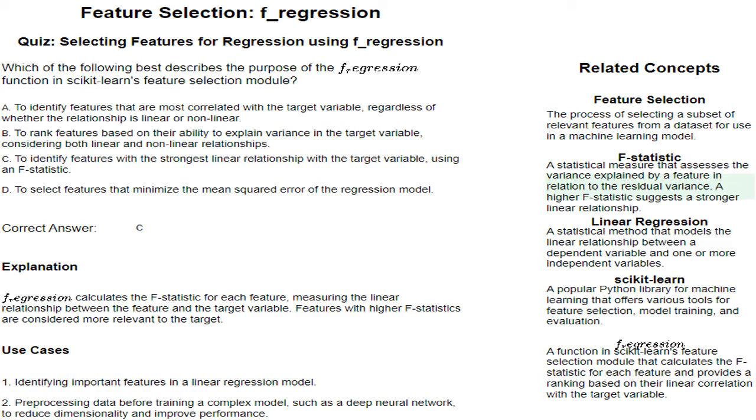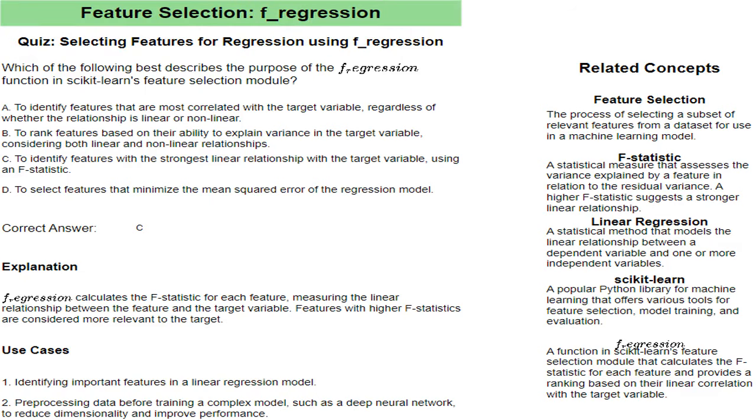A statistical measure that assesses the variance explained by a feature in relation to the residual variance. A higher F-statistic suggests a stronger linear relationship. Evaluating the significance of independent variables in a linear regression model. Comparing the effectiveness of different features in explaining the target variable. Identifying features that significantly contribute to the overall model variance.